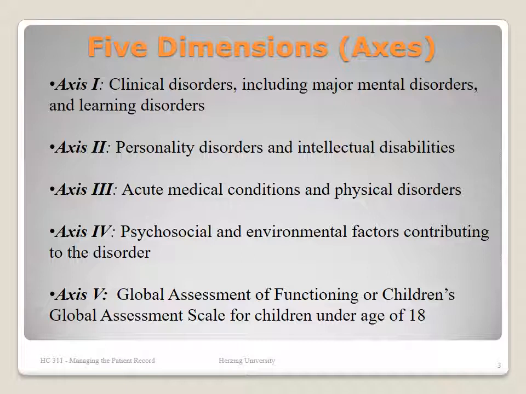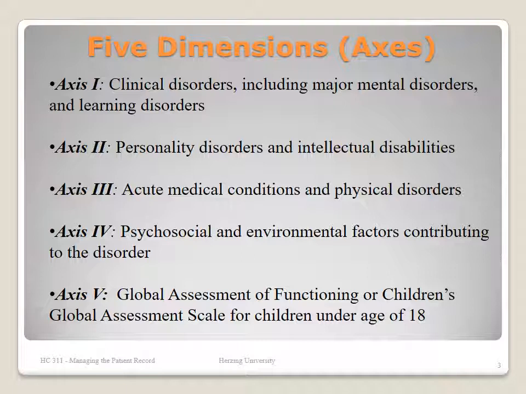The fifth axis is for global assessment of functioning. A number between 1 and 100 is listed to reflect the caregiver's judgment of the level of functioning. In general, 100 is no symptoms, 90 is minimal symptoms with good functioning, 80 is transient symptoms that are expected reactions to psychosocial stressors, 70 is mild symptoms or some difficulty in social, occupational, or school functioning.